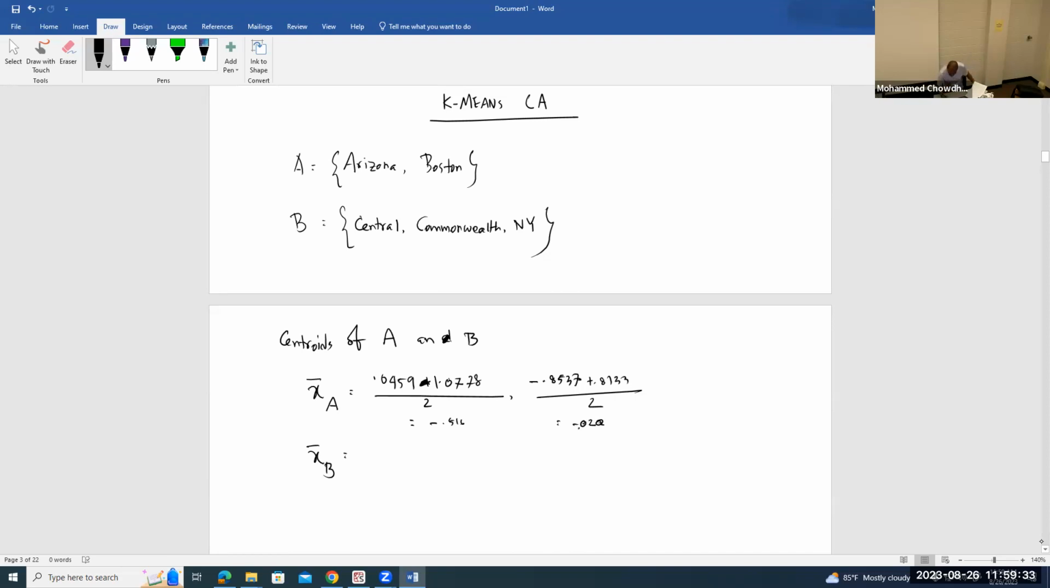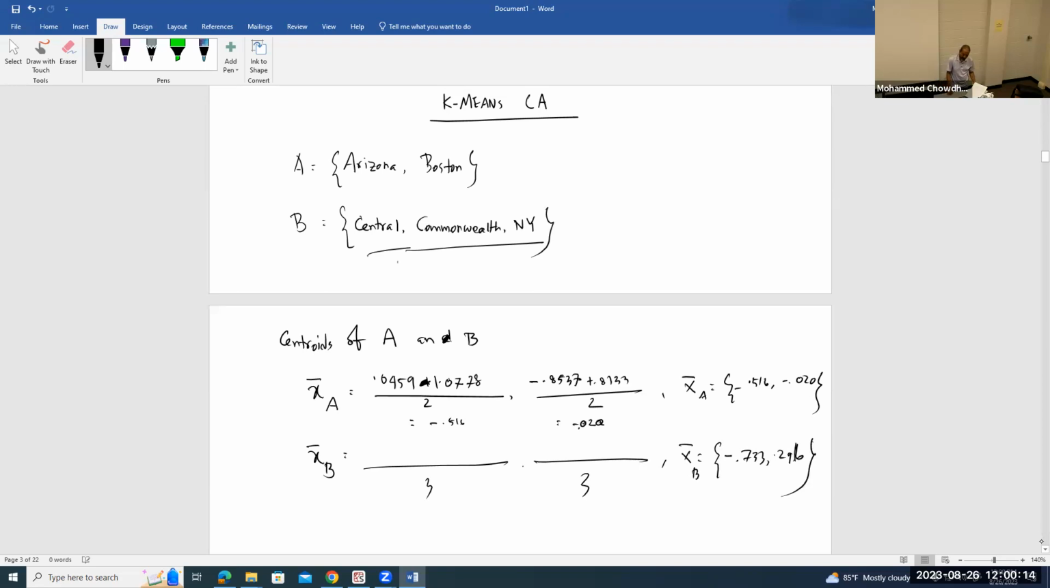This is the distance. So that means I have in here X bar A centroid equal to minus 516, and then negative 0.020. Similarly, there are three companies in here. I have to add these 3, and then add these 3, and finally I got this value as negative 0.733, and then I have the value 0.296.